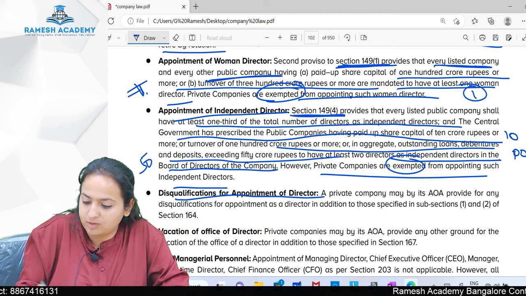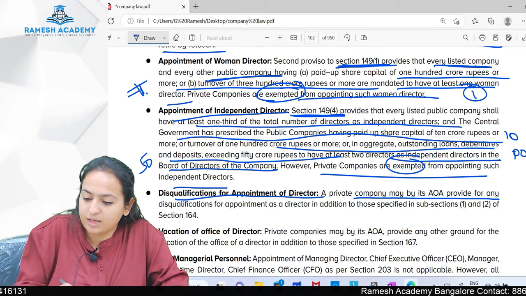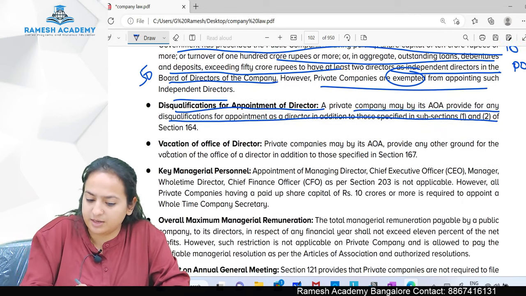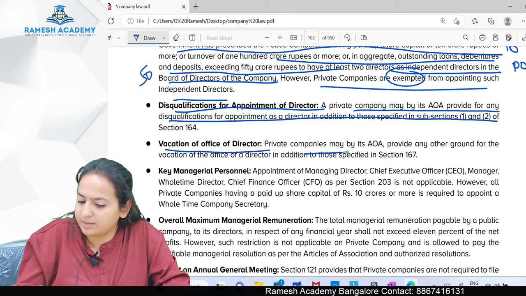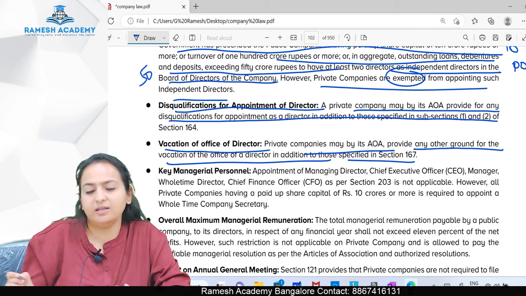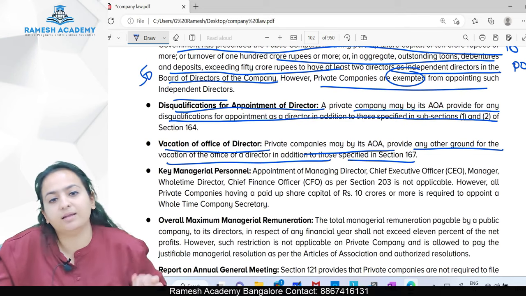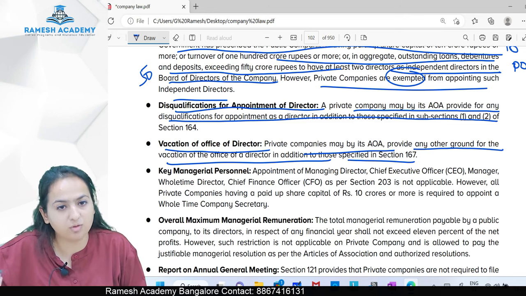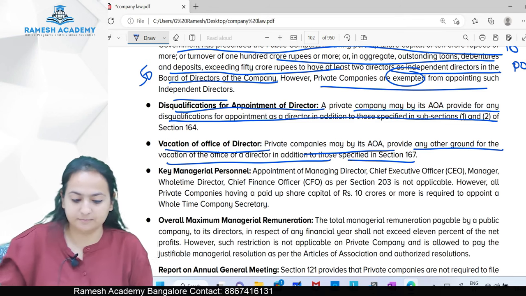Disqualification for appointment of director. A private company may, by its AOA, provide for any disqualification, so disqualification may be there. Vacation of office: a private company may, by its AOA, provide any ground for vacation of the office of a director. Any private company can in its AOA provide how a director vacates office.